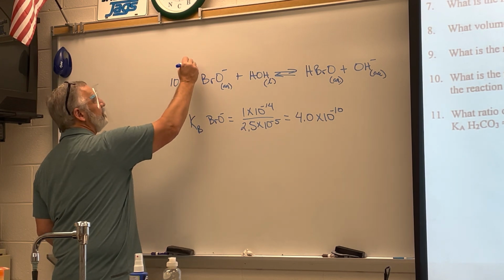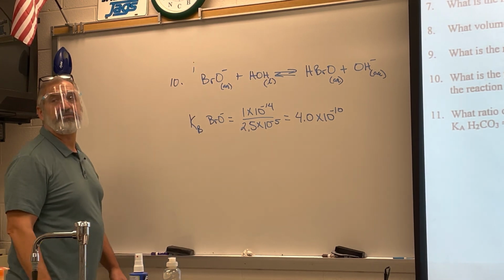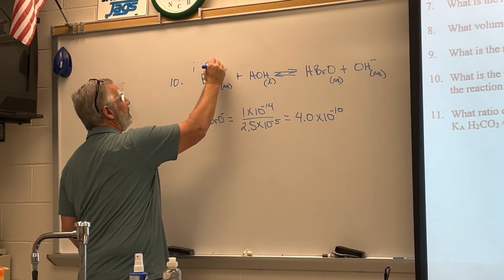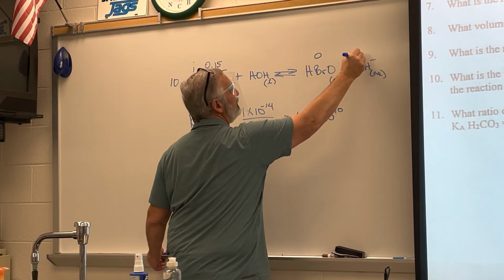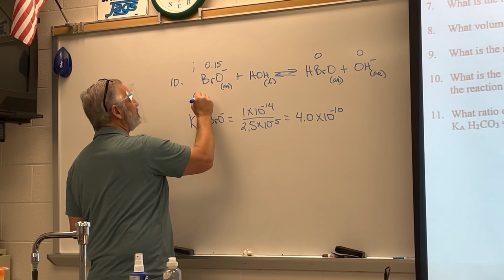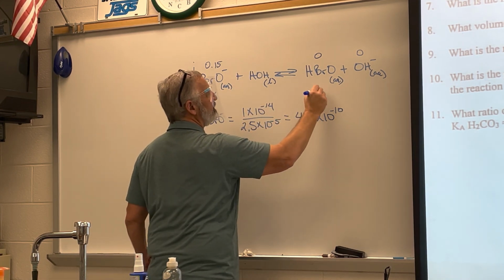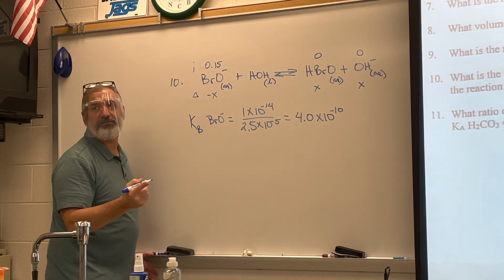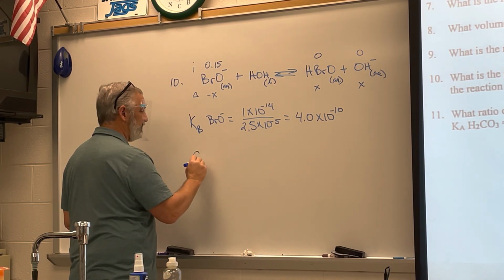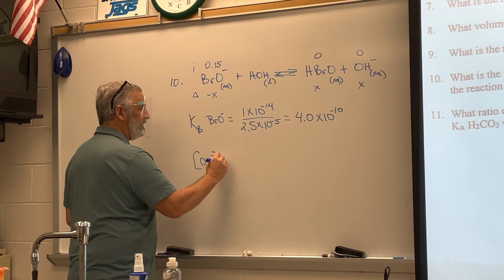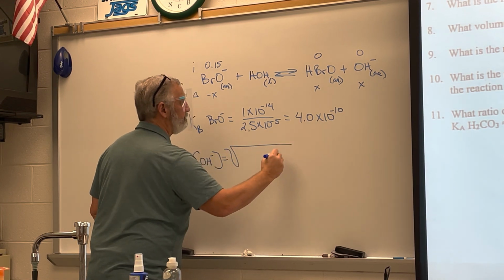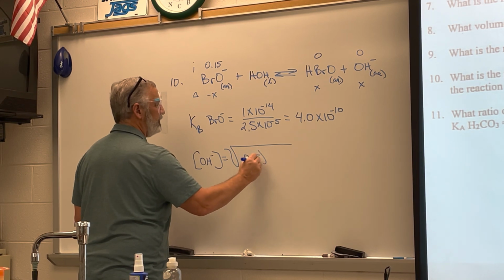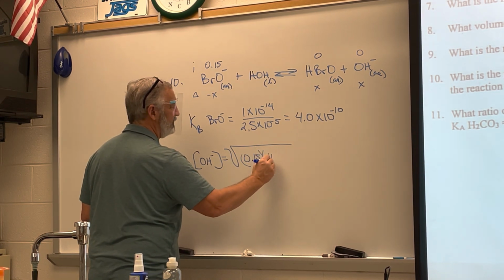So then what do I do with that? We want to do an ICE table. What's my initial concentration? 0.15, 0 and 0. Change is minus x, x, and x. Now we're doing the exact same things we always do. We can go straight to the OH minus is equal to the square root of what? 4 times 10 to the negative 10 times 0.15.